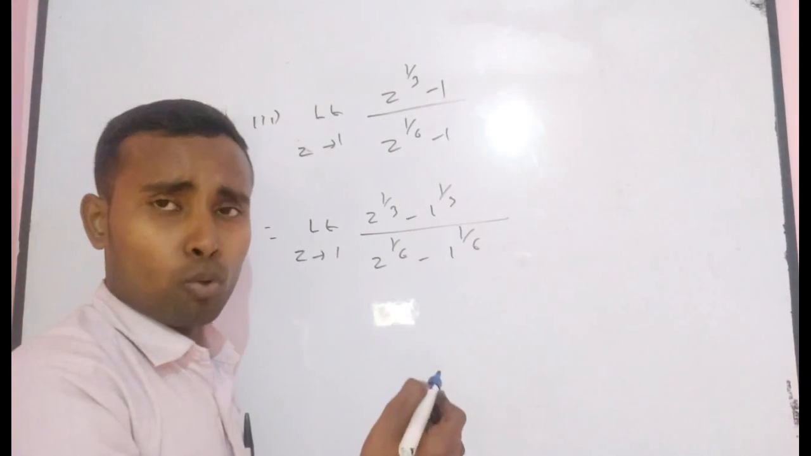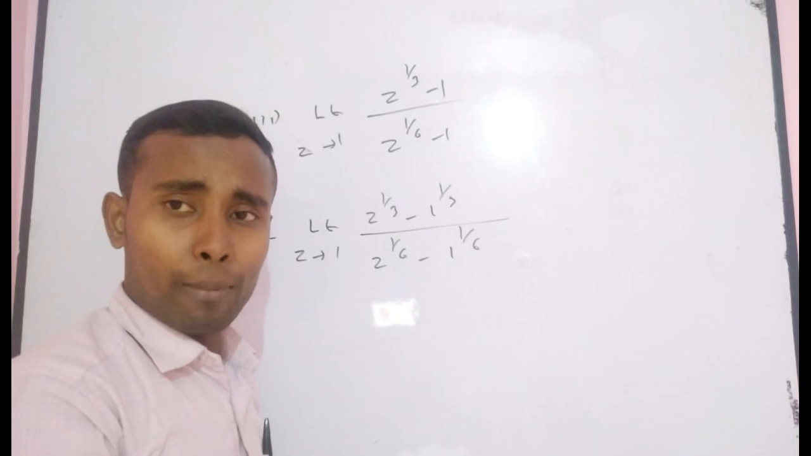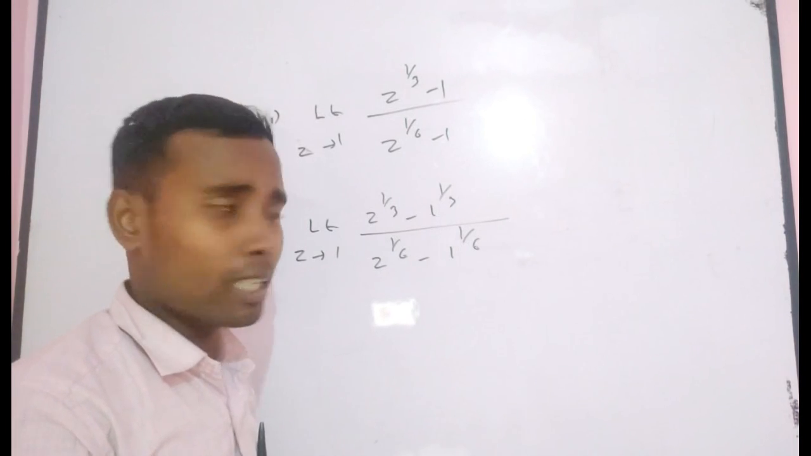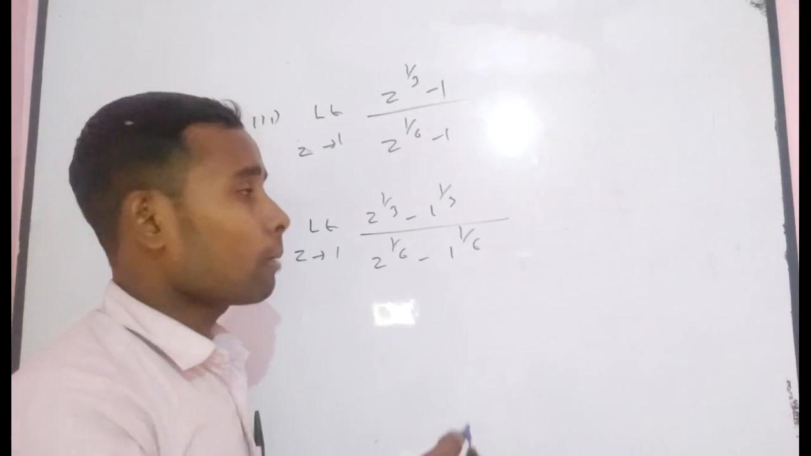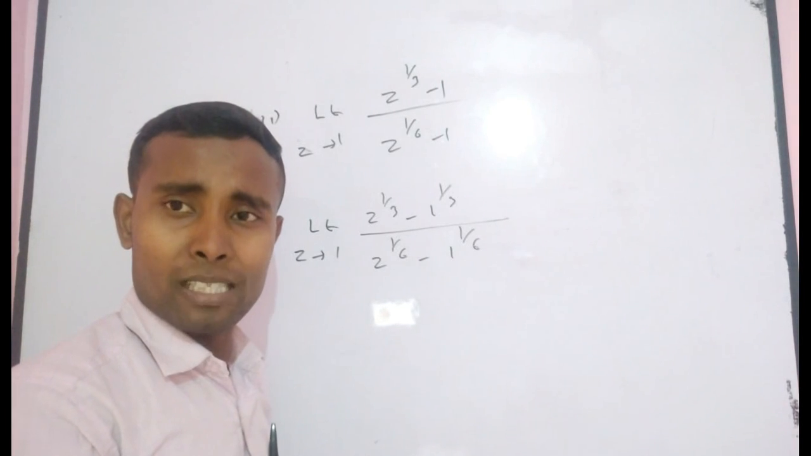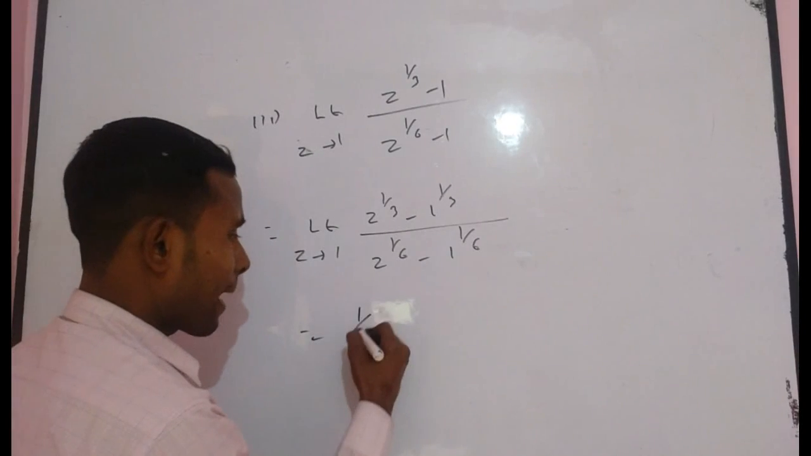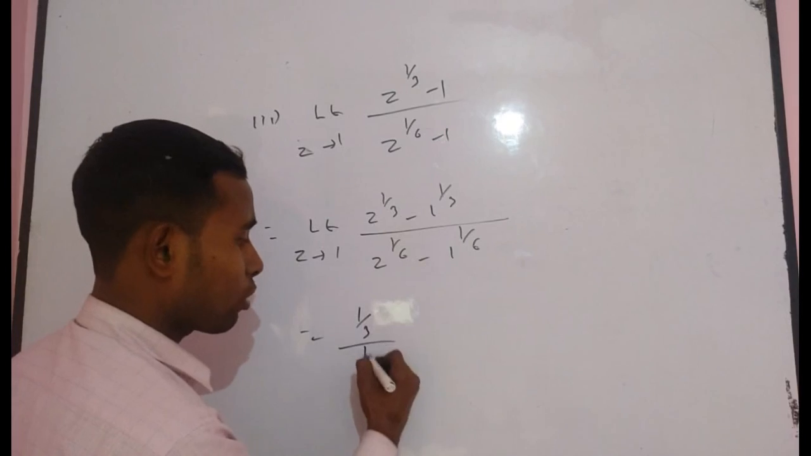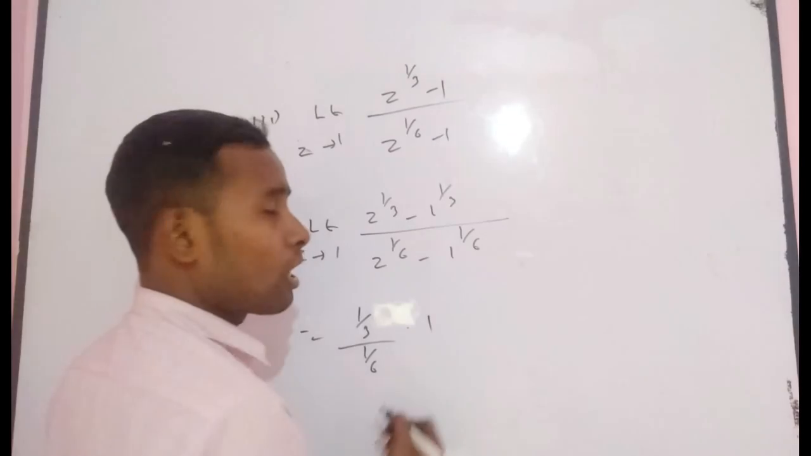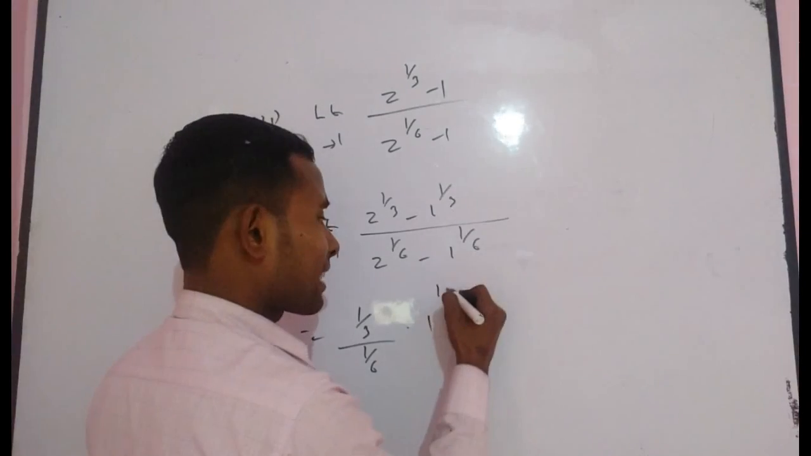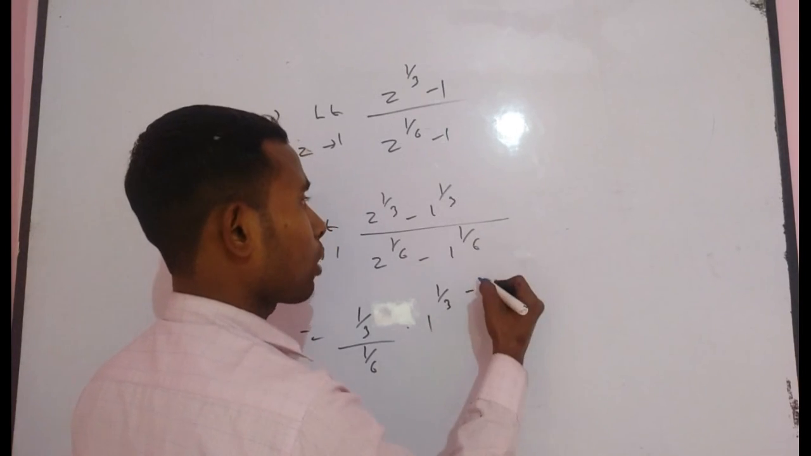Now here you observe that it is nothing but the limit x tends to a, x to the power m minus a to the power m divided by x to the power n minus a to the power n. In that case, I have already told you it will be equal to m by n into a to the power m minus n. So can you write m by n? Here m is equal to 1 upon 3, n is equal to 1 upon 6, into a to the power m minus n, where a is equal to 1.